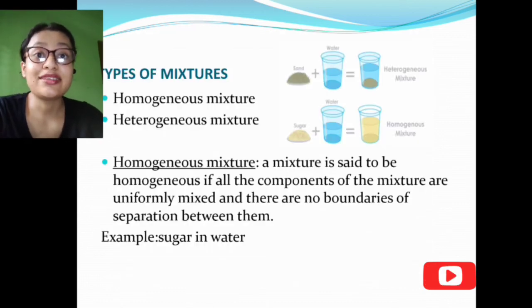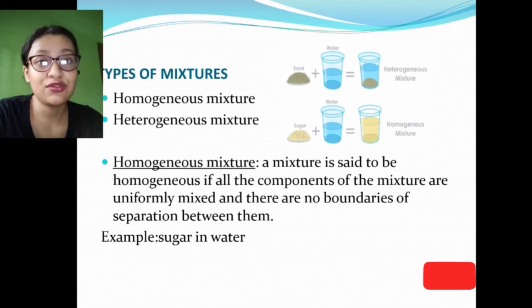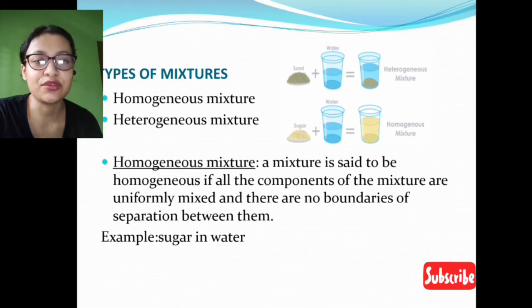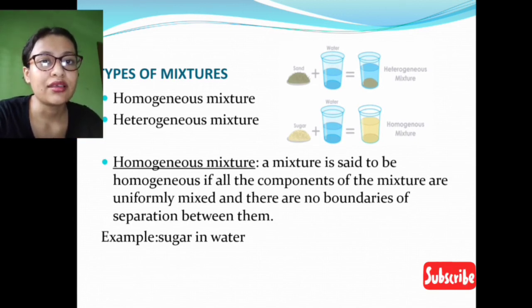Now let us know about the types of mixture. Mixtures are categorized into two types: the homogeneous mixture and the heterogeneous mixture. A homogeneous mixture is a mixture in which all the components are uniformly mixed and there are no boundaries of separation between them. You can see here in the picture sugar in water, which is a homogeneous mixture. If I put sugar in water, it gets totally mixed with the water and there are no boundaries of separation between them. So that is a homogeneous mixture.